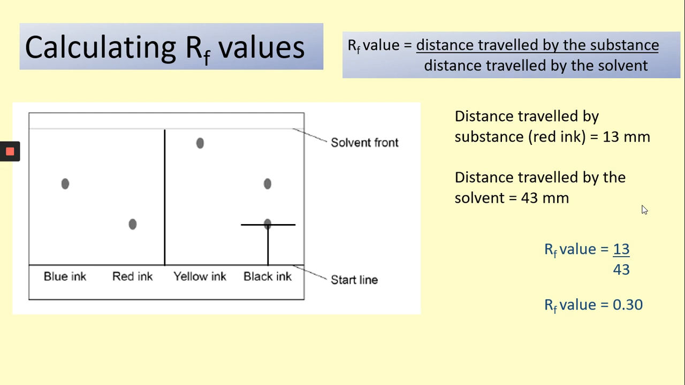It is a ratio, so there's no units, and your answer should always be below 1. Because of the way the equation is, your distance travelled by the substance will always be smaller than the distance travelled by the solvent. So you're always going to have your small number above the bigger number. So your value should always be below 1. If it's not, recheck which way you put your numbers in your calculator.